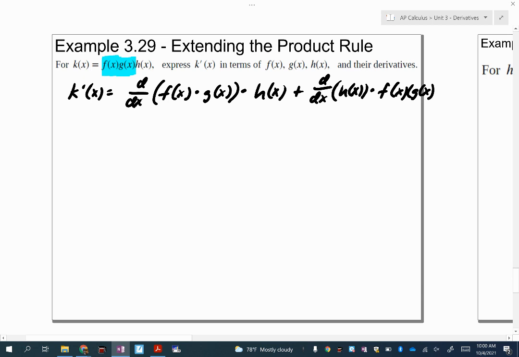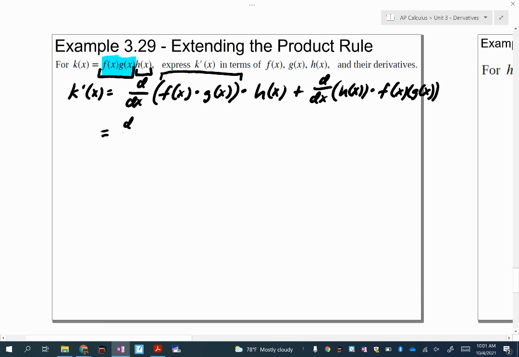Now the problem here, not problem I should say, but what makes this tough is that if you look at find the derivative of f of x times g of x, we now have a product rule that's within a product rule. We just applied the product rule of this function times this function, but now we've got to do another product rule to deal with this product.